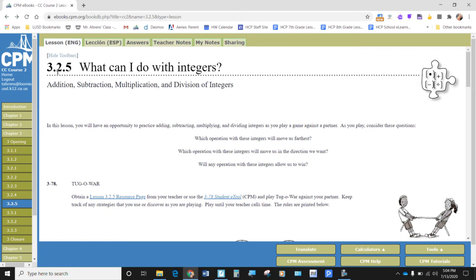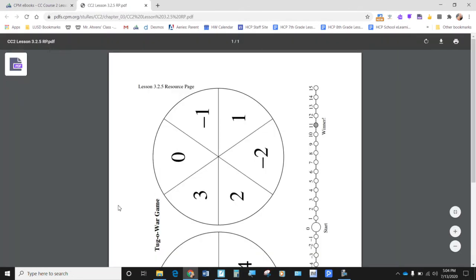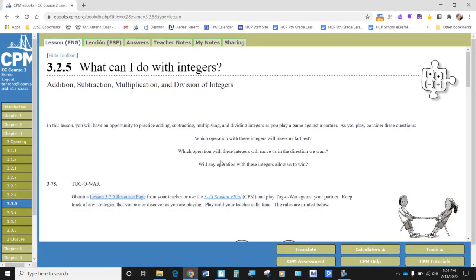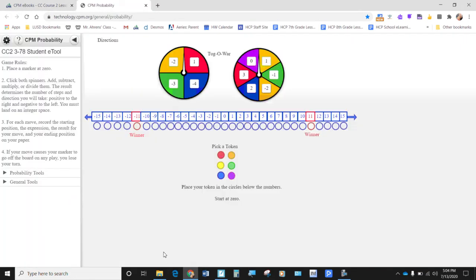So here's lesson 3.2.5, and problem number 78 is the tug of war game. If you really wanted to download this, you could. It has the number line on there, but I don't really see why you would need to have all that. It's just as easy to create your own number line, but this is the tool that you can use from home. Okay, so pick a token.